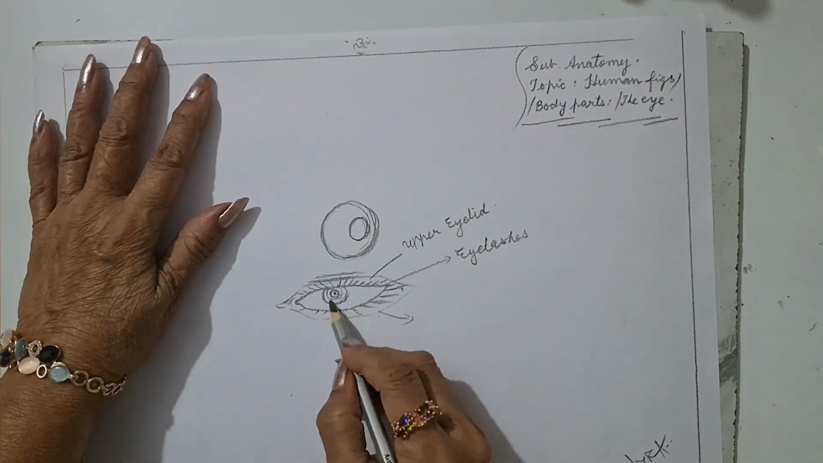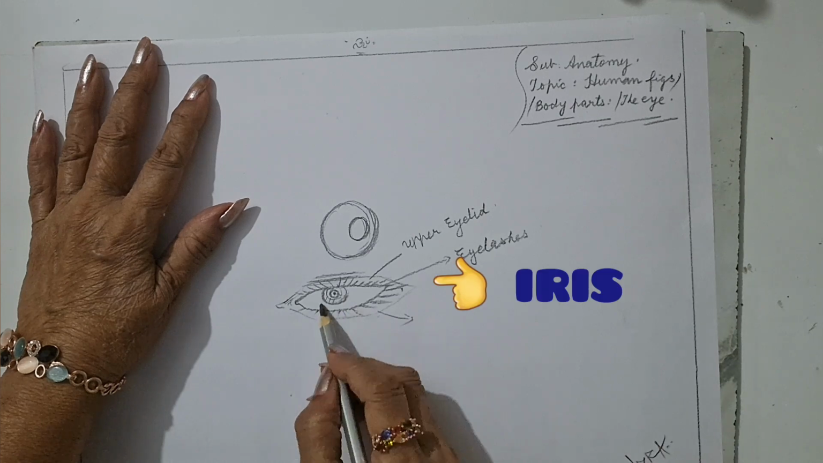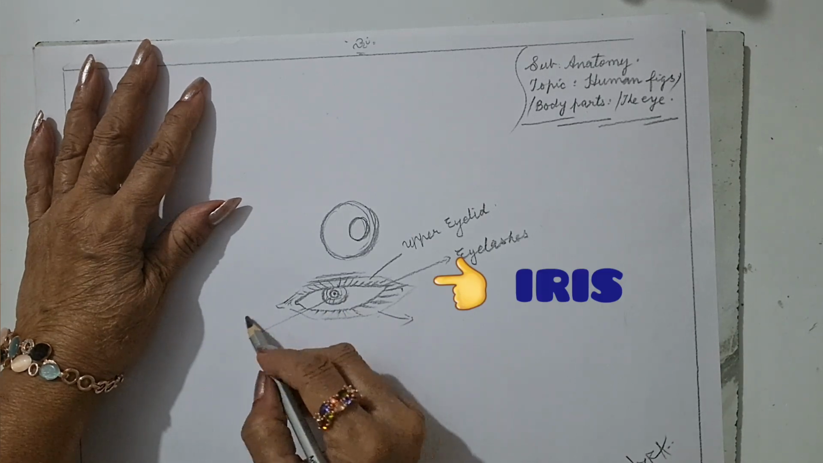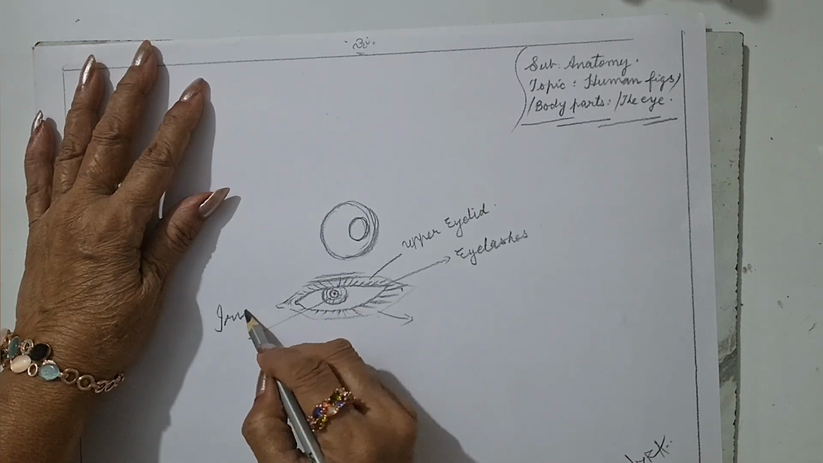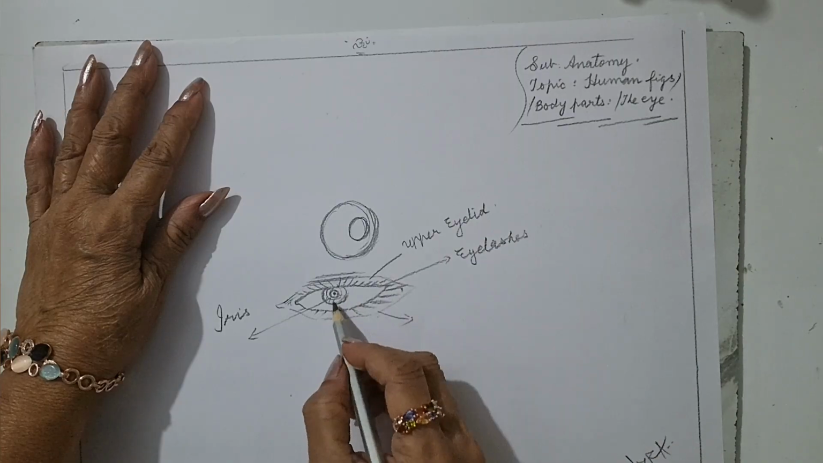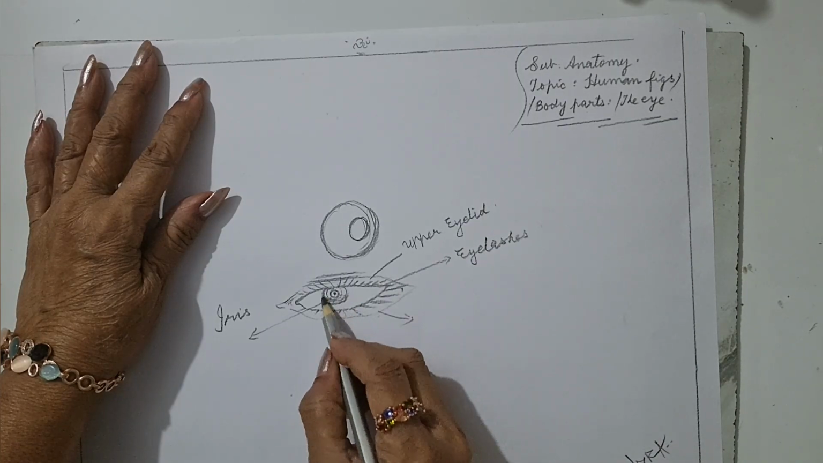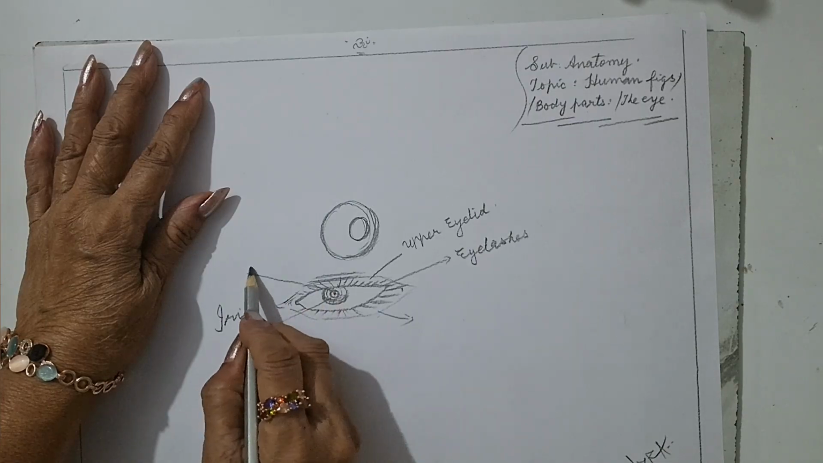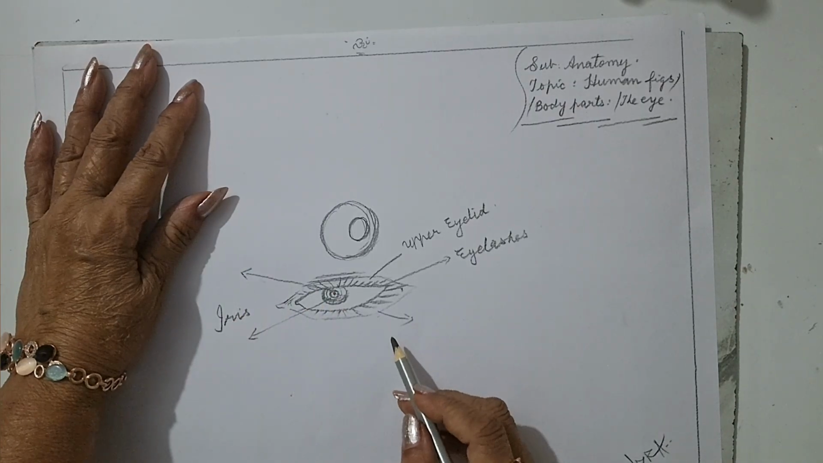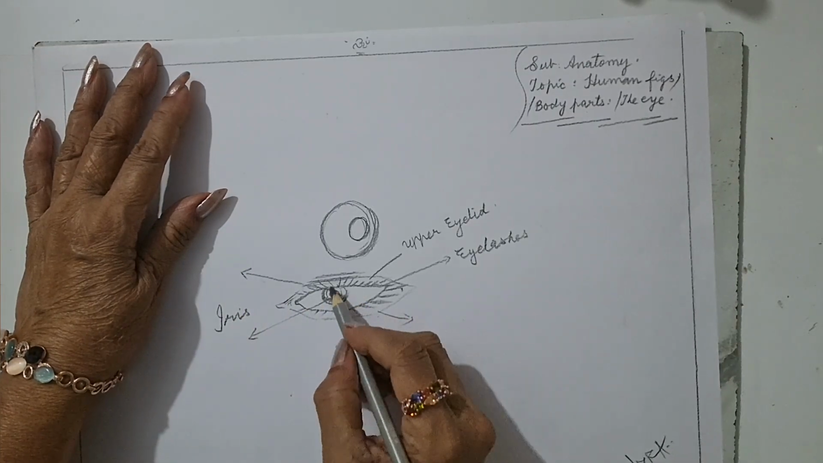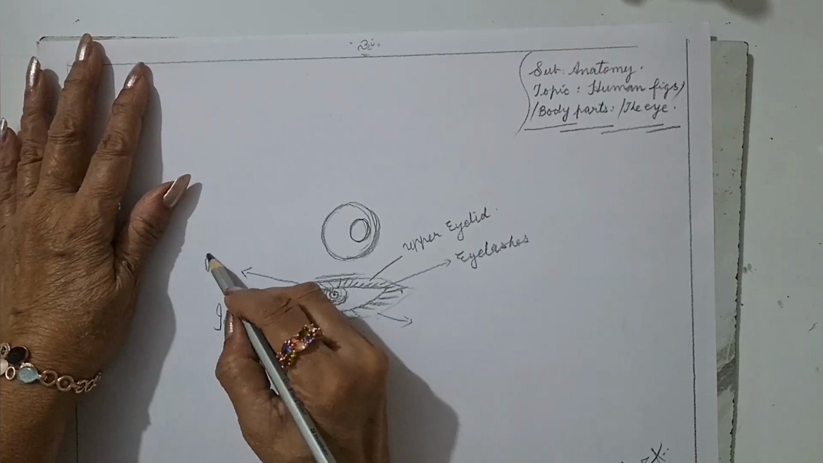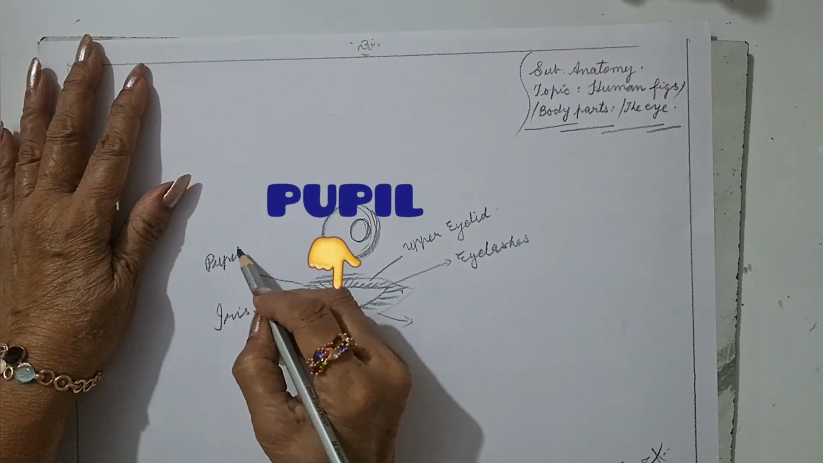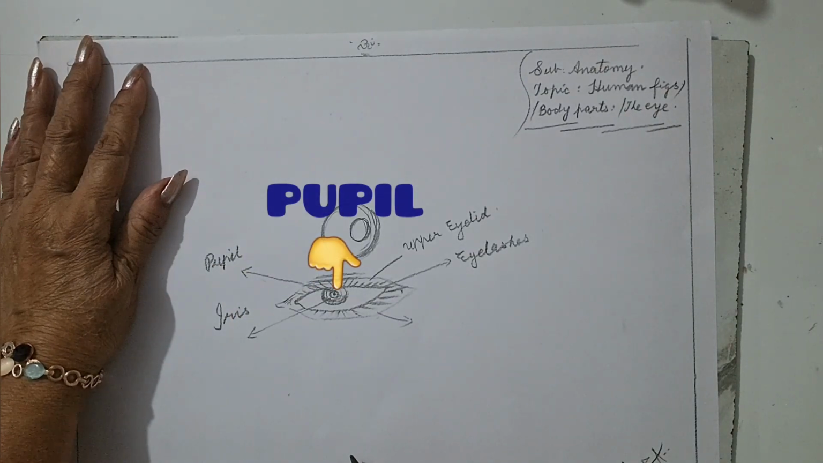This part is the iris. This part outside. This part which is inside with a hole is called the pupil. That's why students are called as pupils.